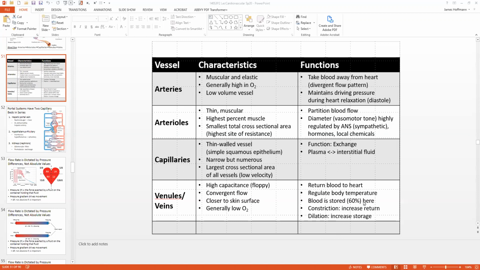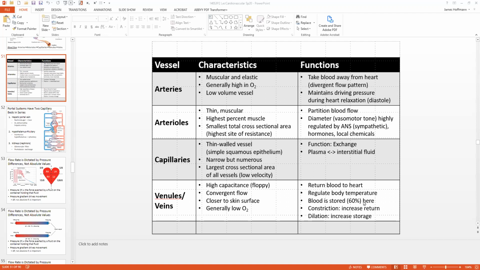By definition, arteries take blood away from the heart. And then they have what's called a divergent flow pattern. That means that one artery branches into 2 arteries or smaller vessels, which then further branch. So they are diverging. And again, their main job is to maintain the driving pressure for blood when the heart is relaxed. So that's arteries.